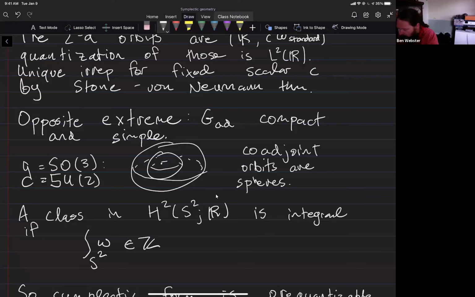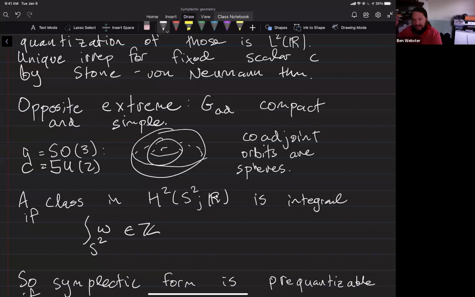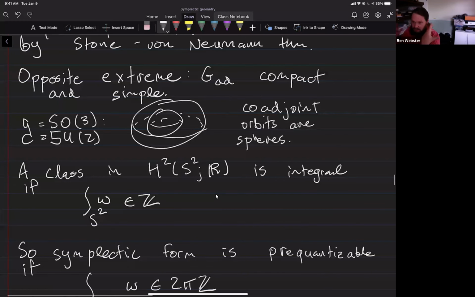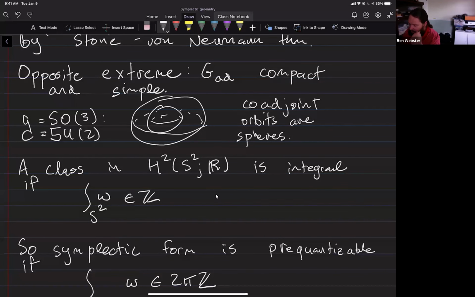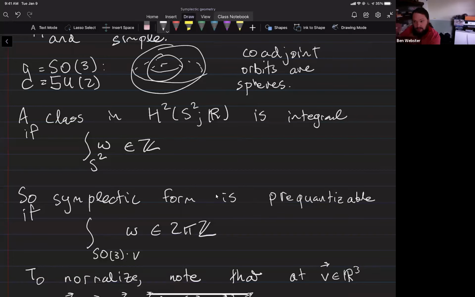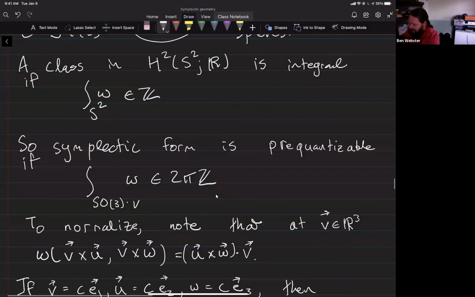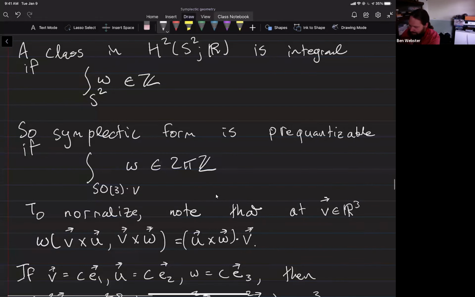So when am I going to be pre-quantizable? Well, it's when the integral of my symplectic form over the 2-sphere is in H2 of Z. But there's this factor of 2 pi that showed up. So I'm pre-quantizable if the integral over my coadjoint orbit is in 2 pi times Z. And you can actually do the computation of this. I had to do it myself just to make sure I wasn't screwing things up.